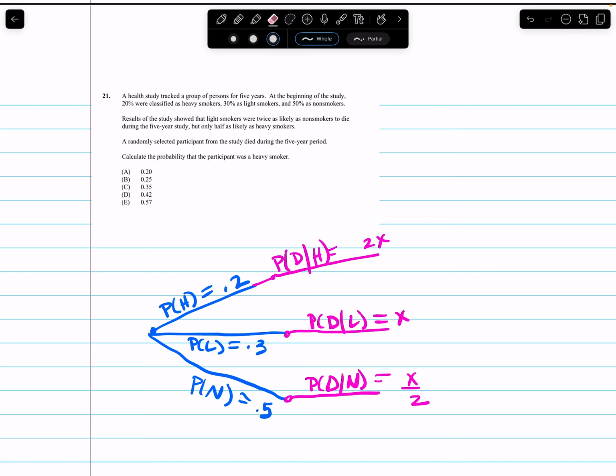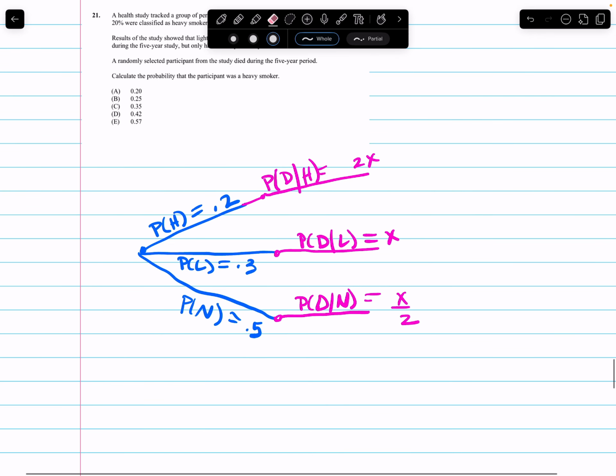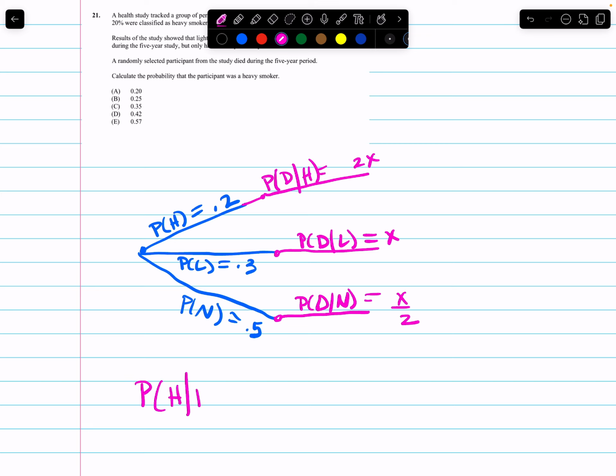All right, and then we have a randomly selected participant from the study died during the 5-year period. Calculate the probability the participant was a heavy smoker. So quite literally, we're asked to find the probability they're a heavy smoker given that they died. So we were given that they died. What's the probability they were a heavy smoker? So that's going to be the probability of H and D all over the probability of D.